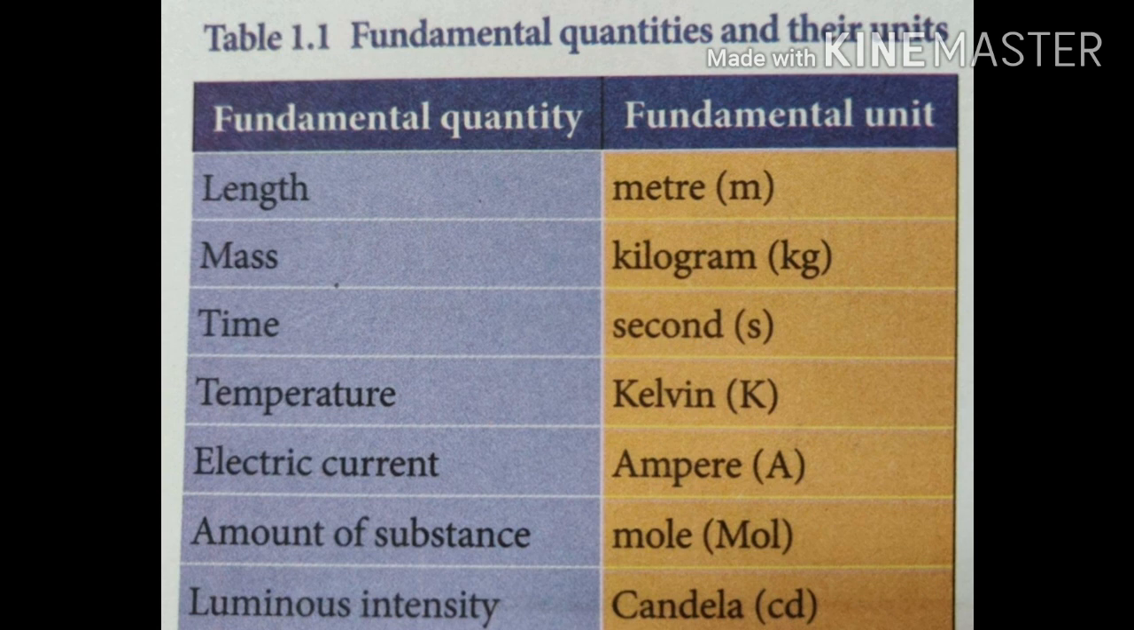The symbol also is given there within brackets. For meter, m. Kilogram, kg. Second, s. Kelvin, K. Ampere, A. Mole, mol. Candela, cd. Children, when you see these units, K and A alone are given in capital letters. Why are they given in capital letters? Because whenever you write the symbol for a scientist's name, that should be written in capital letter. So Kelvin and Ampere are the names of scientists.